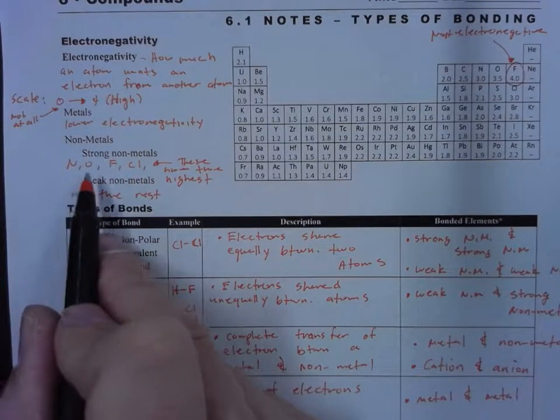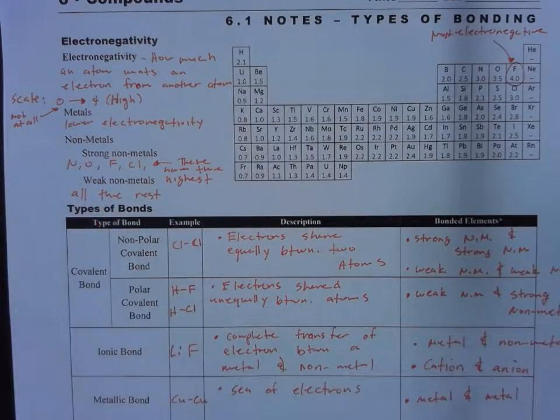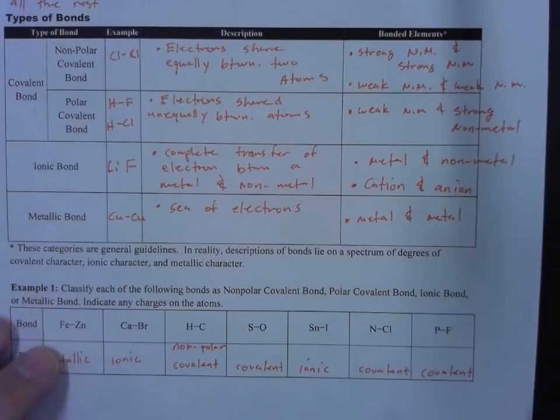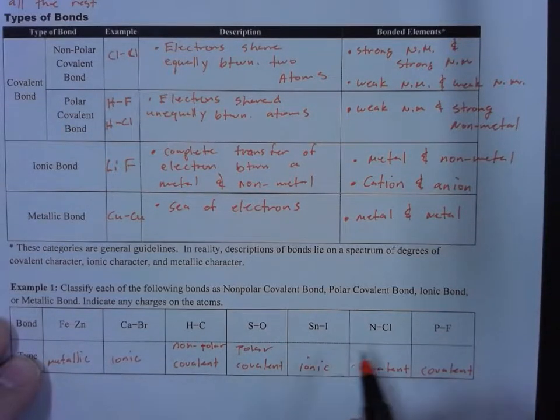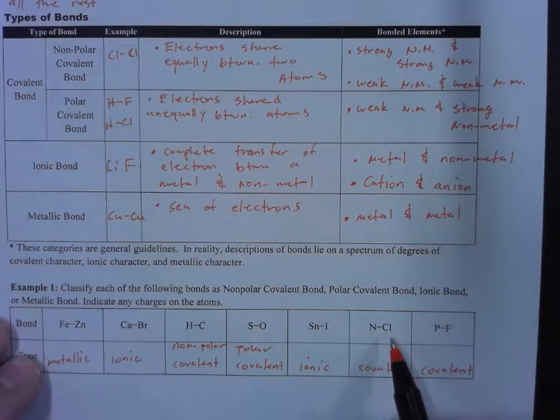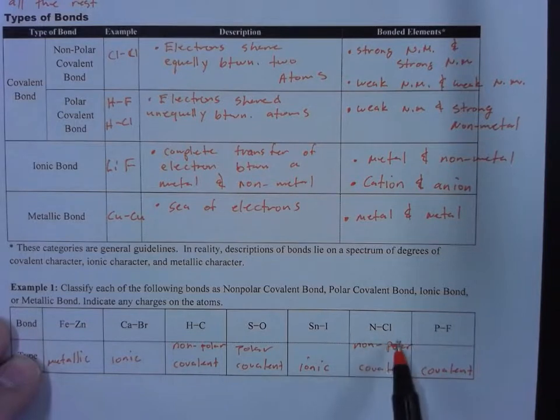So nitrogen, oxygen, fluorine, chlorine, if they're paired up with a weak nonmetal, then we can go ahead and call it polar covalent. So let's go ahead and try this next one. We got sulfur and oxygen. That's a weak and a strong, so that's going to be polar covalent. Next covalent bond, it's going to be nitrogen and chlorine, both strong, so we're going to say that these are nonpolar because you've got a strong and a strong paired up with each other.